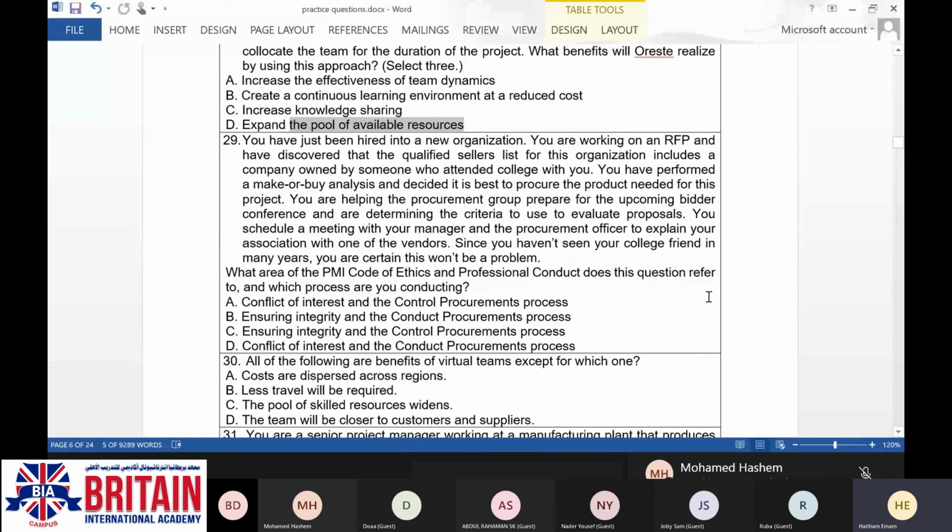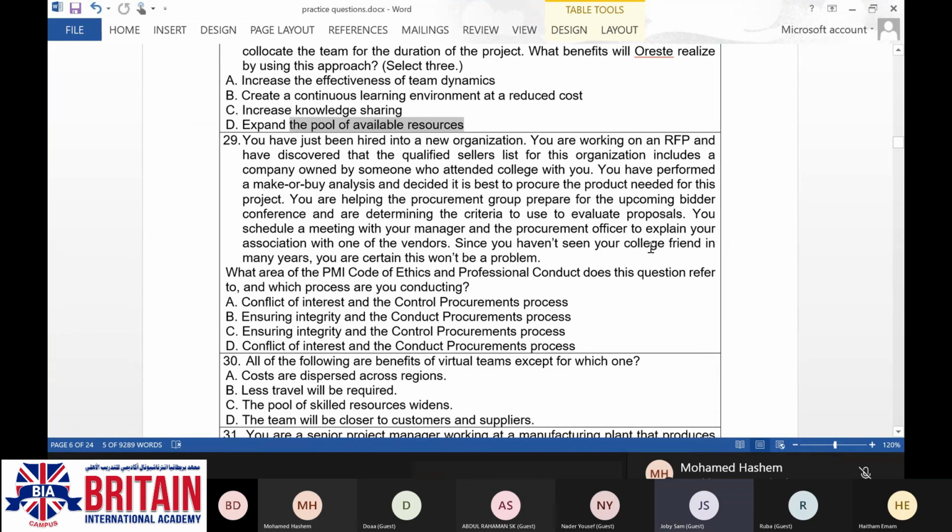Question number 29. You have been hired into a new organization. You are working on an RFP. You have discovered that the qualified seller list of this organization includes a company owned by someone who attended college with you. You have performed a make or buy analysis and decided it is best to procure the product needed for this project. So you are helping the procurement group prepare the upcoming bidder conference and are determining the criteria to use to evaluate proposals.